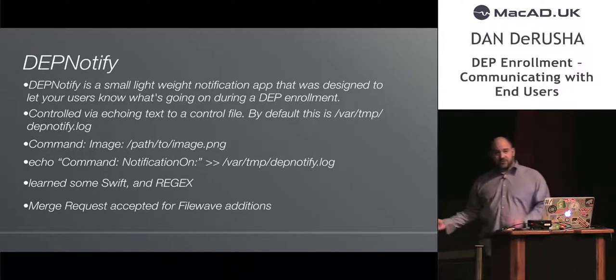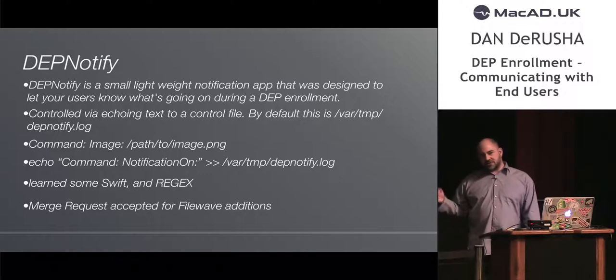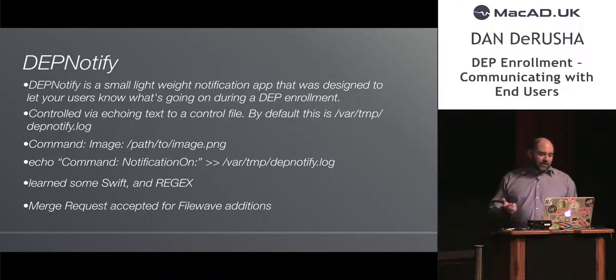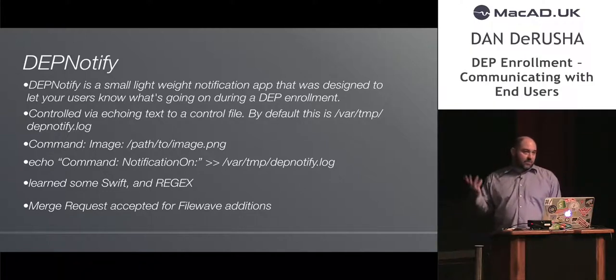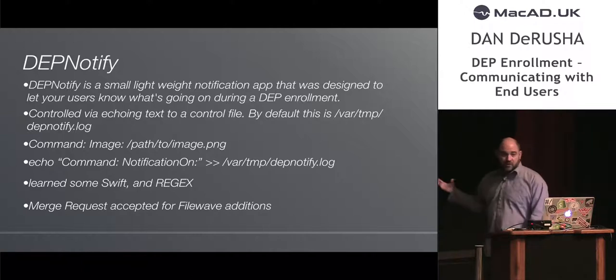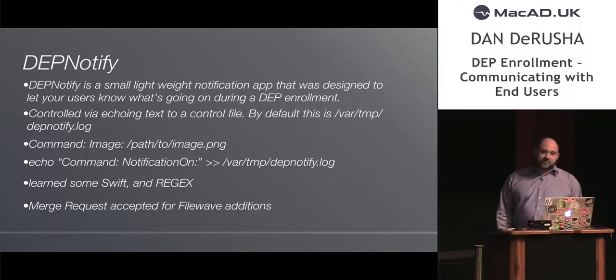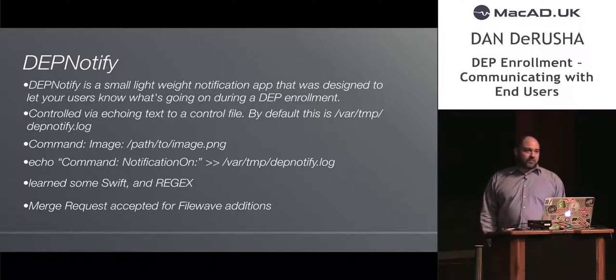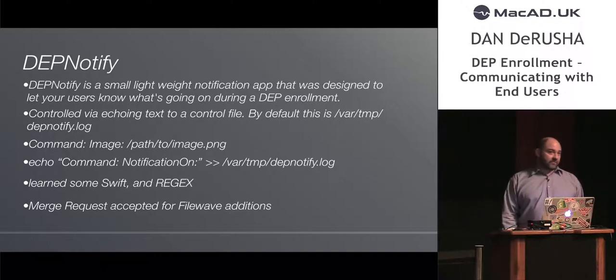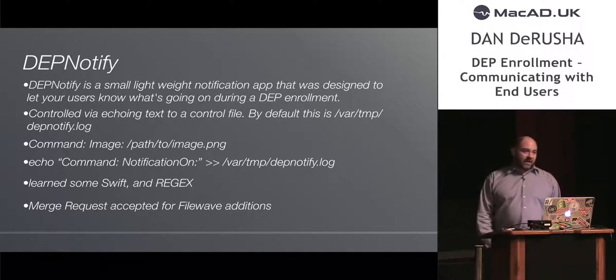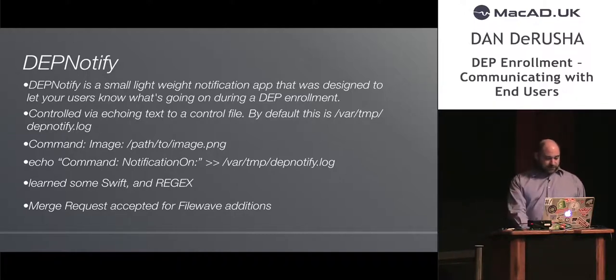This was not built into DEP Notify, but we noticed that they had a flag for JAMF. So we took a look at what Joel had going on there, and we said, why can't we make this read our Filewave log? And so we had to learn some Swift, and we had to learn some Regex, and it was a lot of fun. Then Joel actually accepted our merge request for that code, and it's now part of DEP Notify. So anybody that uses Filewave can use the Filewave flag and have the same experience we do.